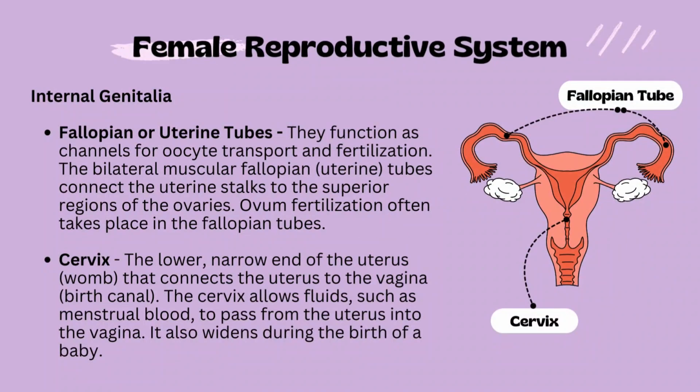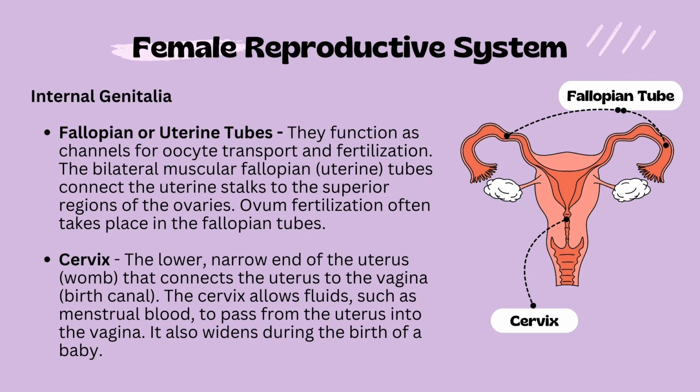Next, we have the fallopian or uterine tubes, which function as channels for oocyte transport and fertilization. The bilateral muscular fallopian or uterine tubes connect the uterine stalks to the superior regions of the ovaries. Ovum fertilization often takes place in the fallopian tubes, and fertilization of the egg by sperm typically occurs within these tubes as well.